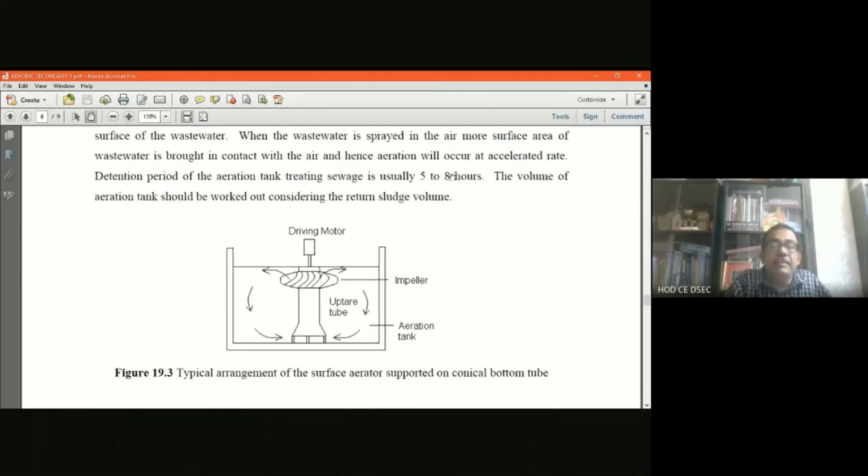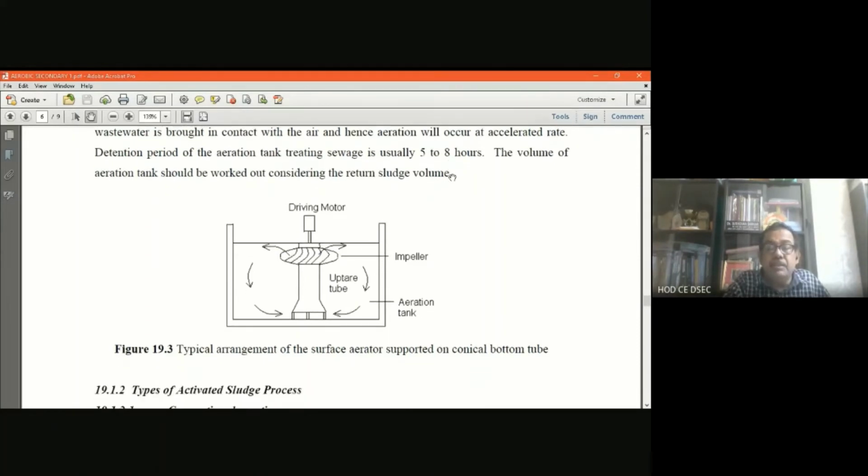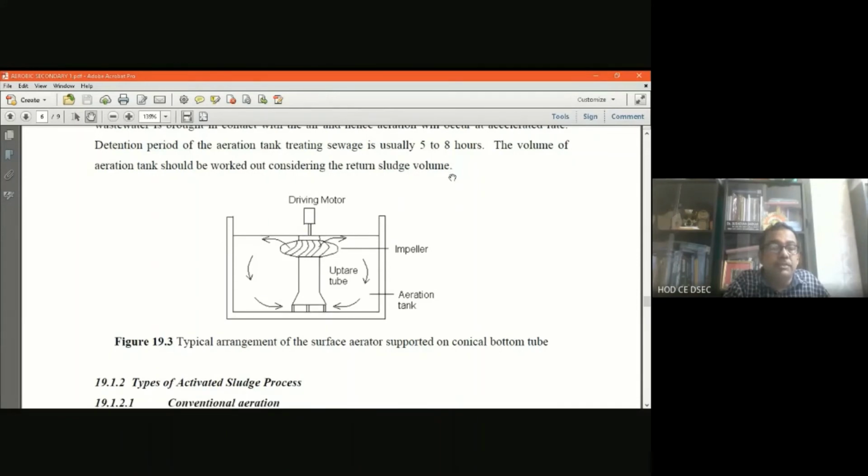You see the driving motor here in the photographs. The impeller I have shown you on the top. So it sprays the water. The circulated arrow shown indicates that it sprays the water from the impeller and sucks from the bottom. So it is basically supported by an uptake tube; in this condition, the impeller is supported. Now this typical arrangement of surface aerator supported on a conical bottom tube has been shown in the photographs, and how it works.